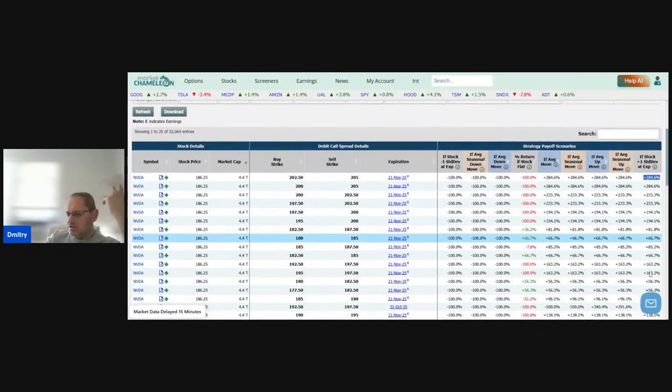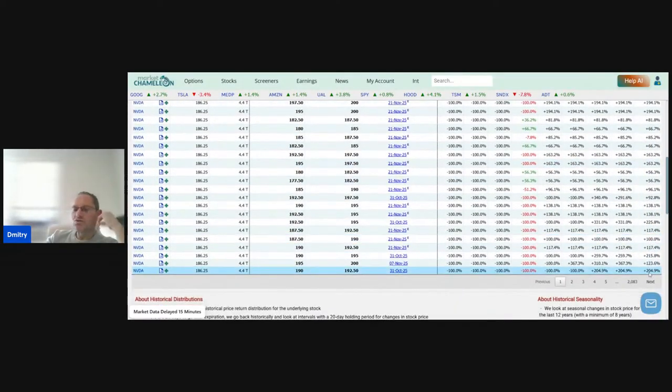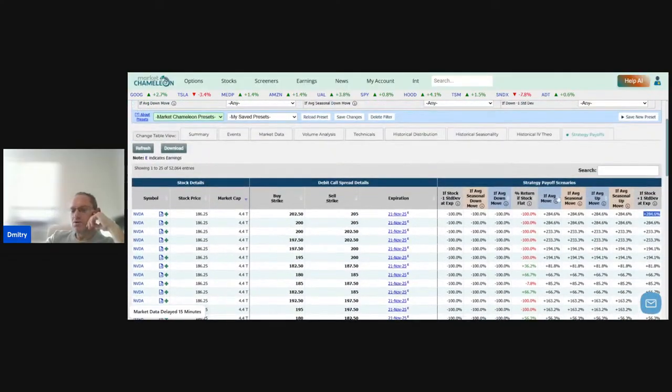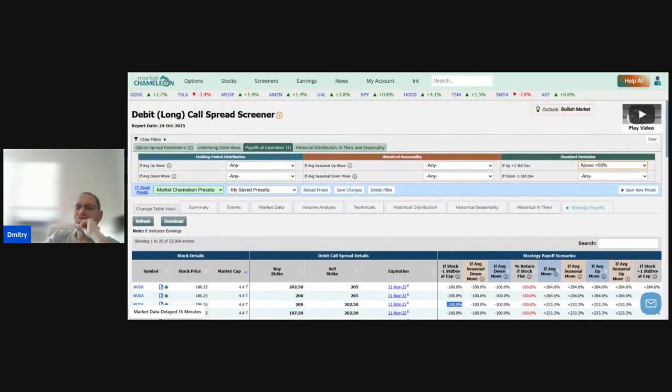So we could start your research from there. We could also look at maybe minimizing a down move. What if we said, okay, 50% on the up move, but if it's down 1 standard deviation, what if it was down 1 standard deviation?